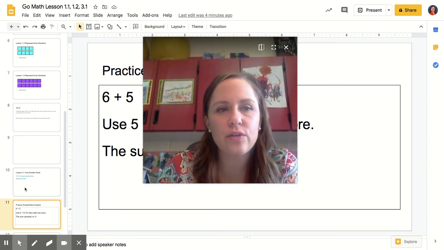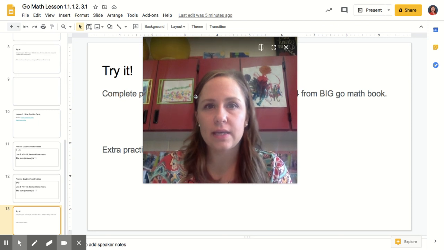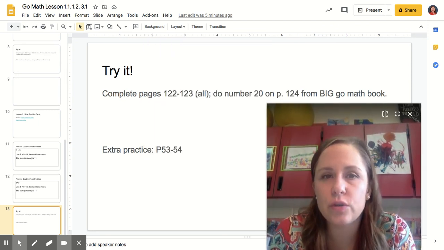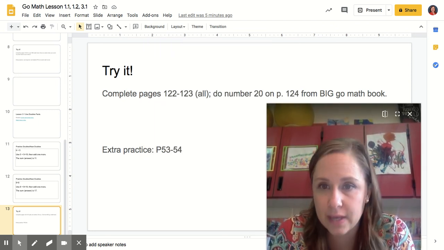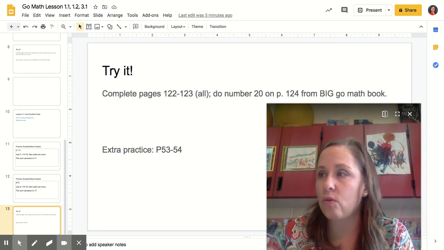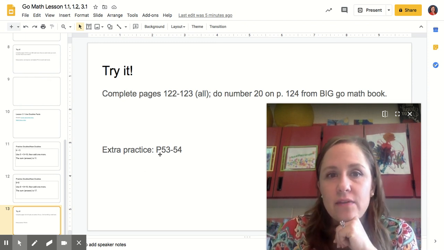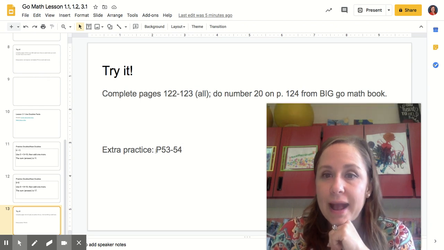All right, the way you're going to practice this is pages 122 and 123 in your Big Go Math book. And on page 124, I just want you to do number 20, not the whole page, just number 20. And then for extra practice, 53 and 54 in the practice book.